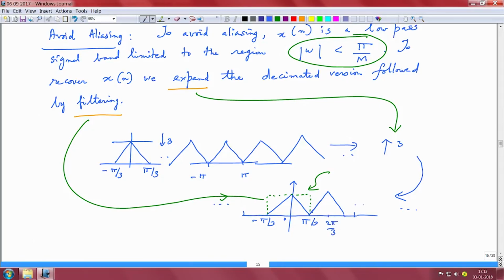Centered at 2 pi by 3 and then you have the rest of the copies. So, this is what I meant by filtering, and this is what I meant by upsampling, because you want to basically get your baseband signal, right. And you can appreciate that if you want to avoid aliasing, then modulus of omega, that is the absolute frequency, should be strictly less than pi upon m, and this is a very important condition.